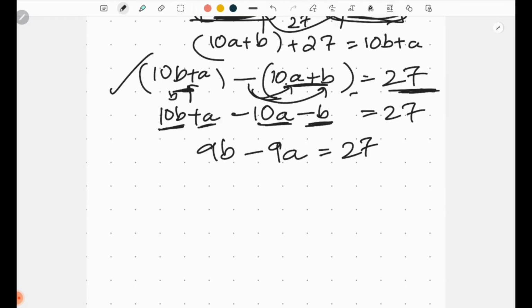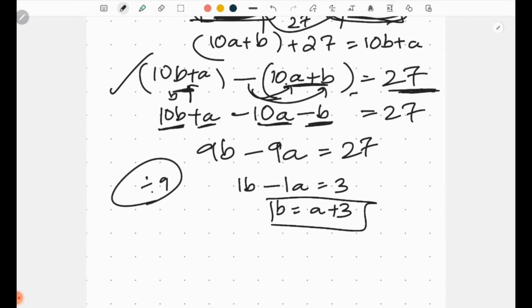You can see a common factor throughout, right? So divide throughout by 9 or multiply throughout by 1 by 9. You get, so 9 into 1 by 9 is 1, right? So 1B minus 1A is equal to 3. So B is equal to, take A to the other side, so A plus 3.